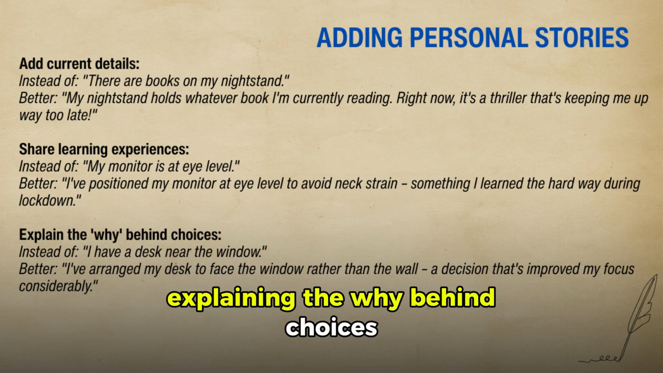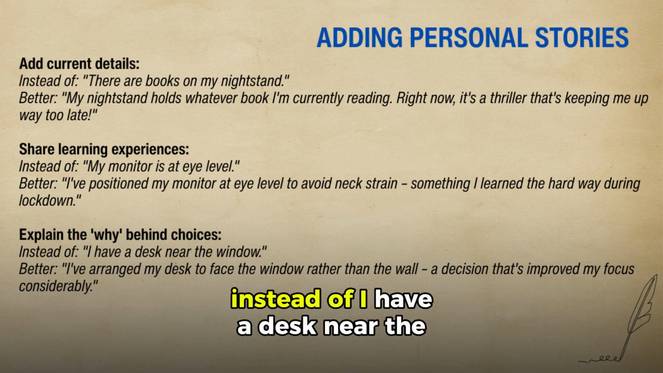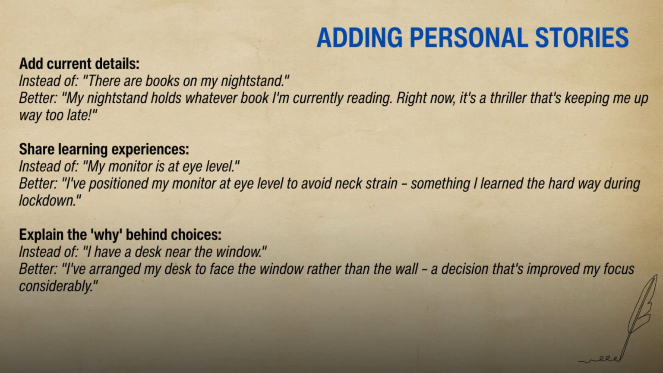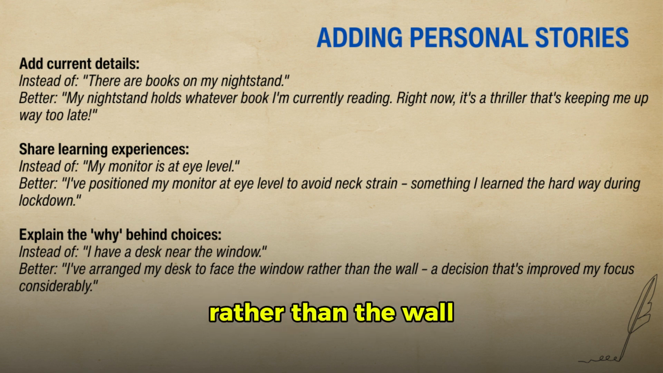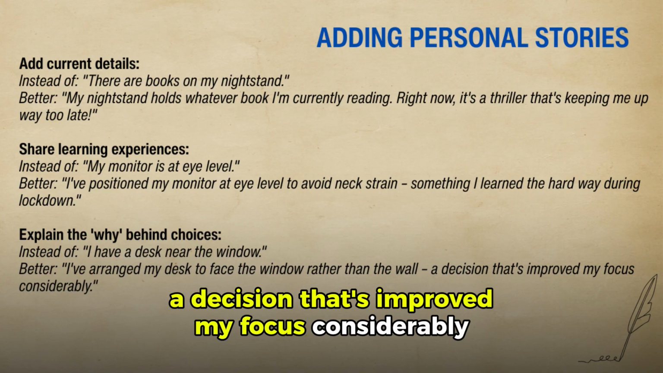Explaining the why behind choices. Instead of, "I have a desk near the window," it's better to say, "I've arranged my desk to face the window rather than the wall, a decision that's improved my focus considerably."